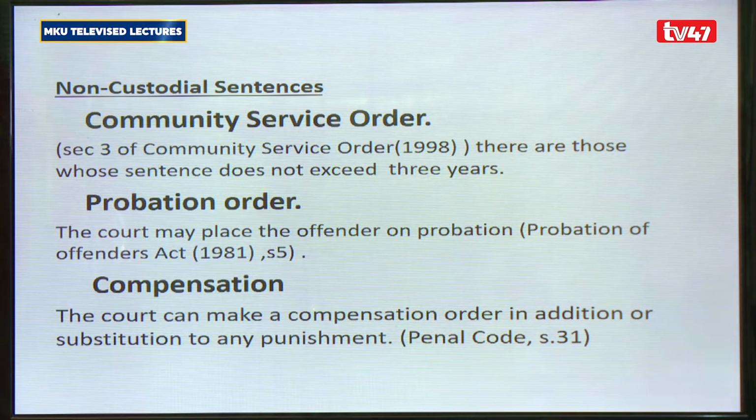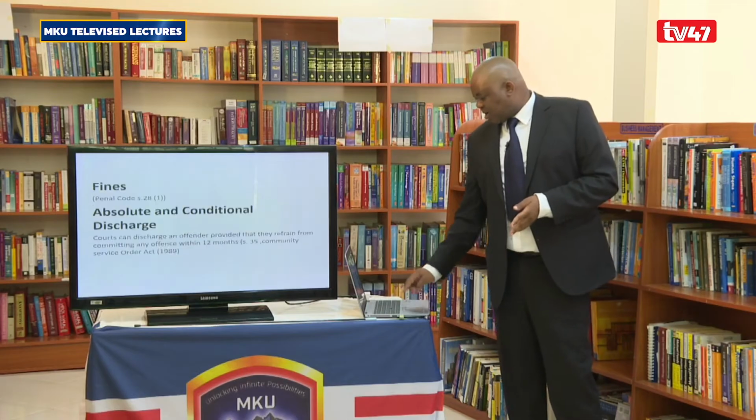But non-custodial vary. We have community service order under Section 3 of the Community Service Order Act of 1998, which involves those people who have been sentenced for not more than 3 years. Then you also have probation under the Probation of Offenders Act of 1981 at Section 5. An accused person may be put under probation. Then there's an aspect of compensation, especially if you look at Section 31 of the Penal Code, whereby the complainant may be compensated in lieu of the sentencing.